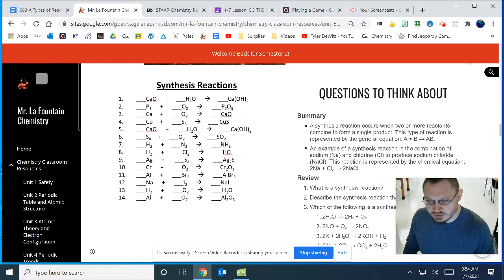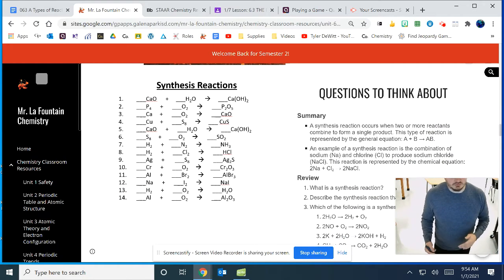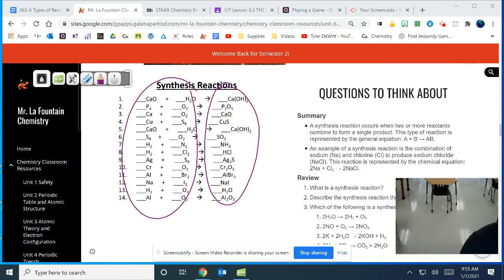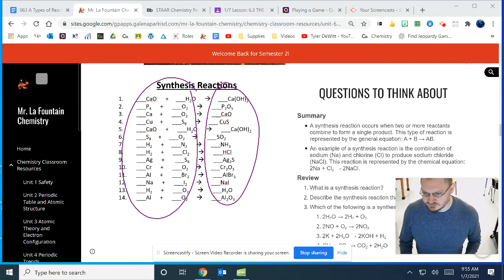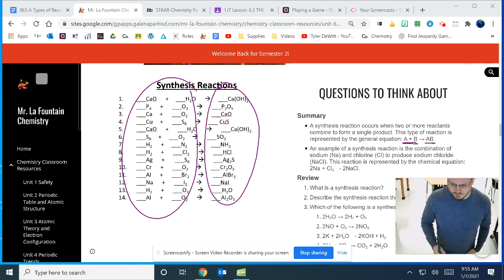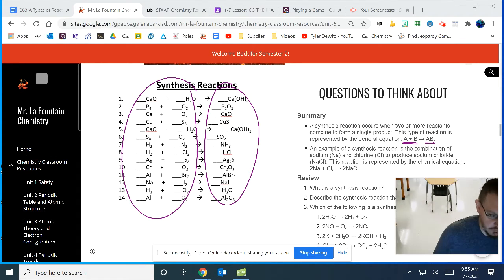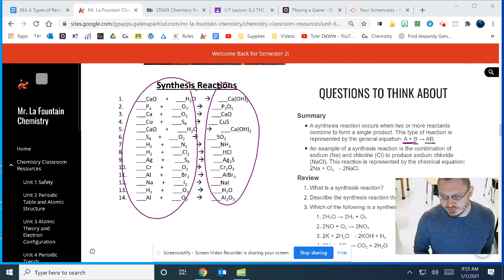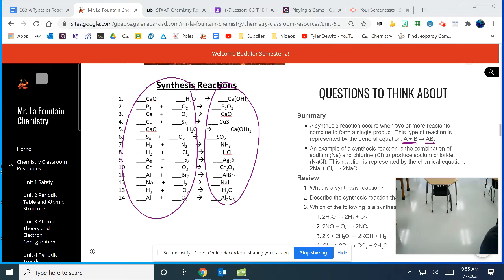So first type of reaction I'm going to talk about is synthesis reactions. So synthesis reactions here, we see a similar pattern here. So here's a whole bunch of them, 14 synthesis reactions. They all follow the same pattern. Two things are going to become one thing. All right. It follows this general equation type here, A plus B, and they combine to form one single compound. Synthesis reactions can also be called combination reactions.